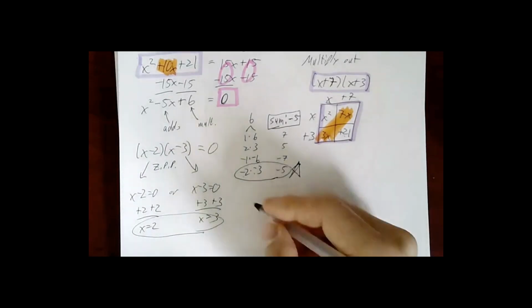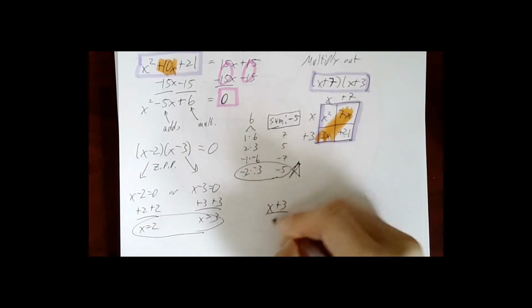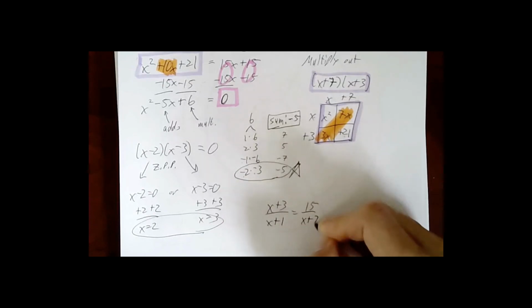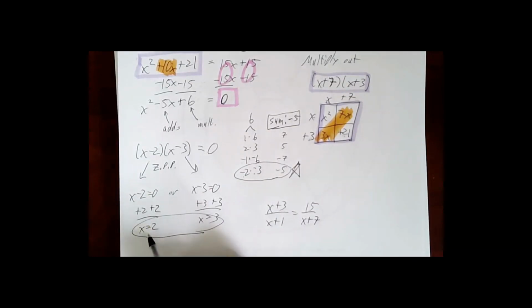Looking back at my original problem, x plus 3 over x plus 1 is equal to 15 over x plus 7. I'm now going to ask myself the question, do either of these two results give me a 0 in my denominator? And as a reminder, you can never have 0 in the denominator of a fraction. You are not allowed to divide by 0. It is undefined. 2 plus 1 is 3, 2 plus 7 is 9, so 2 checks out. For 3, 3 plus 1 is 4, 3 plus 7 is 10.